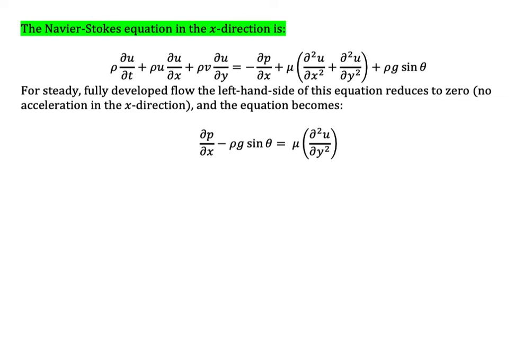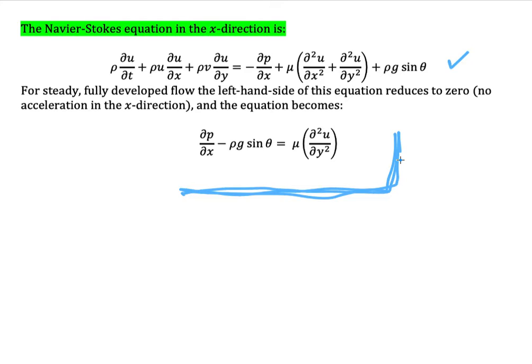So this is the Navier Stokes equation in the x direction. So we have all of this. And then for steady, fully developed flow, the left hand side of this equation reduces to zero. There is no acceleration in the x direction because the velocity is constant in the x direction, and the equation can be written as this one. I hope you could see the previous notes about this, because this is not the first time we are talking about simplifying the Navier Stokes equation.